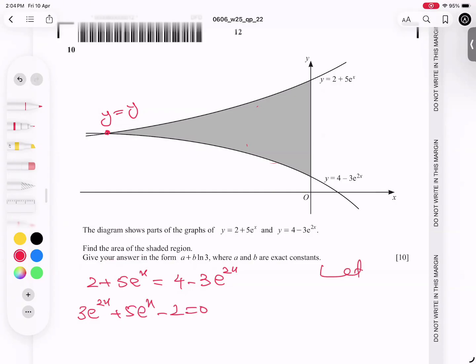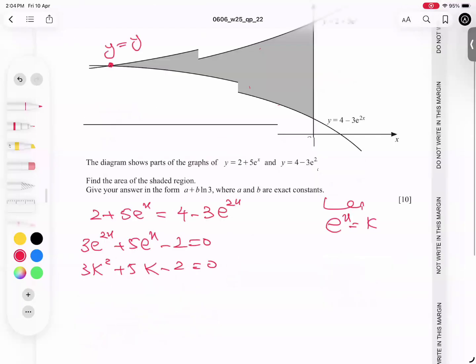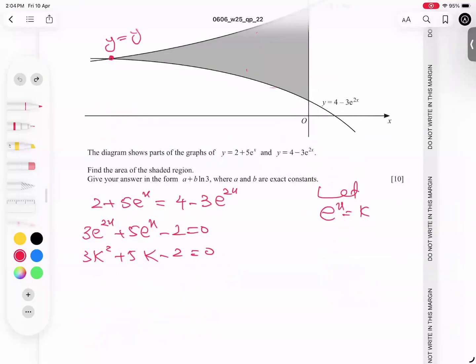So let e to the power x equal k. So this becomes k and this becomes k squared. So 3k squared plus 5k minus 2 equals 0. Now factorization: 3 times 2 is 6. So how can we do it? Plus 6 and minus 1, so 3k squared plus 6k minus k minus 2.